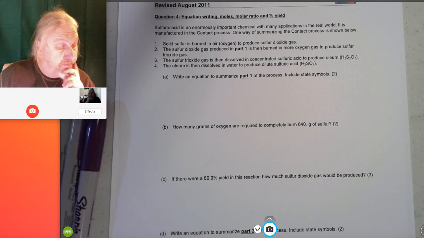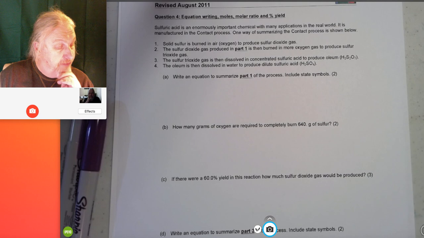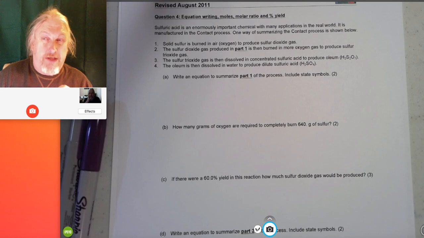So if you see it, sulfuric acid is an enormously important chemical, and it is. And there's many applications for it in the real world. So it's manufactured using the contact process. So this is how you summarize this process. You can see there's like four steps to it.